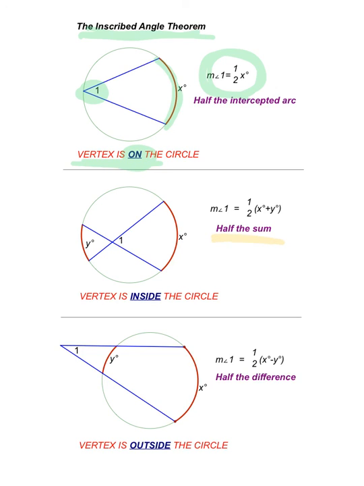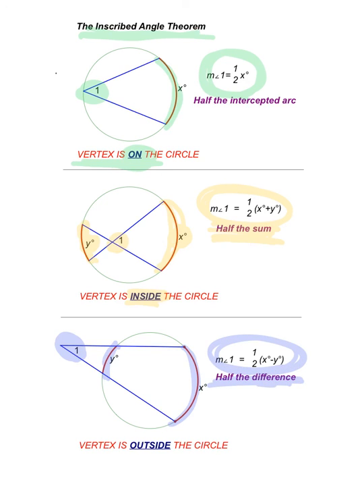The half the sum theorem applies if the vertex of angle 1 is inside the circle. And if it's inside the circle, the angle intercepts two arcs, arc x degrees, and the other arc with a measurement of y degrees, and the measurement of angle 1 is half the sum. Okay? Finally, if the angle is formed outside the circle, it intercepts two arcs, the big arc and the smaller arc, and the measurement of angle 1 is half the difference.